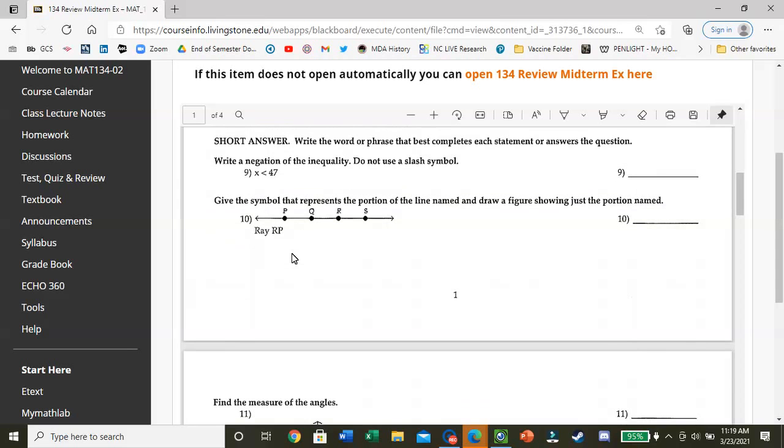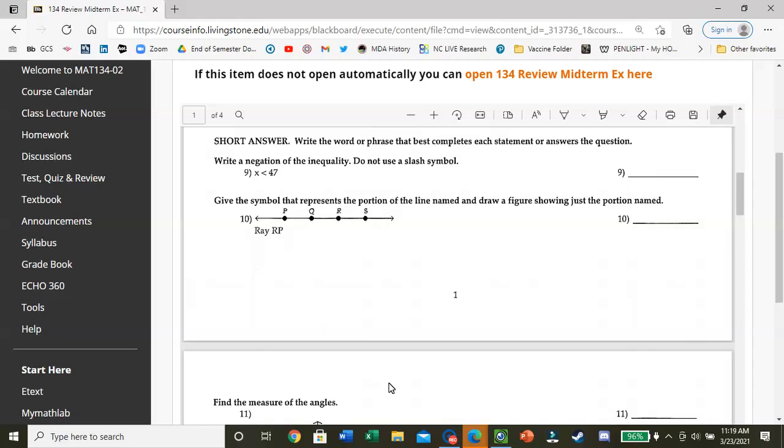Okay, give the symbol that represents the portion of the line named and draw the figure. Ray RP. Well, let's do that one because people have been having some trouble with that. Here you've got this line, right? You've got these points, P, Q, R, and S. And we want ray RP.